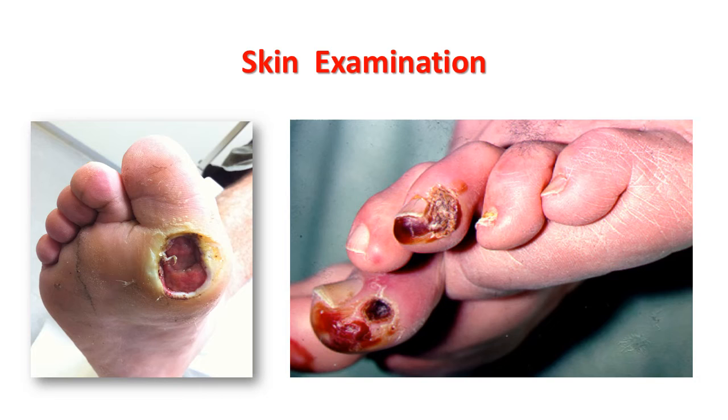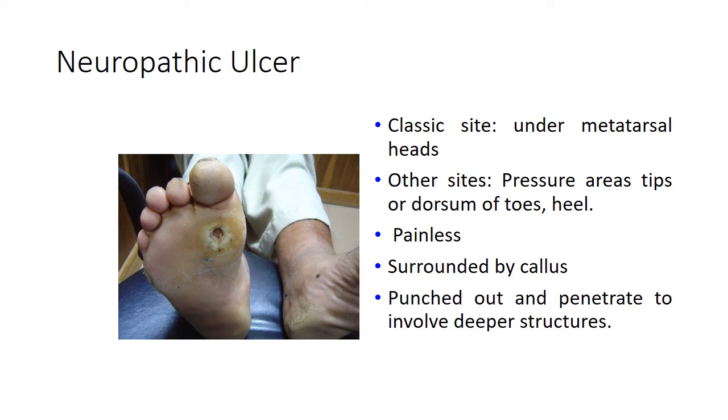As we said before, we have two types of foot ulcer. It could be a neuropathic ulcer, and the other type is ischemic ulcer. The neuropathic ulcer is usually under the metatarsal head or any pressure areas like the tip or the dorsum of the toes and heels. The most characteristic feature of the neuropathic ulcer is that it is painless, surrounded by a whitish area of callus, thickening of the skin, and it has punched out edges, and it penetrates deeply to involve the deeper structures.